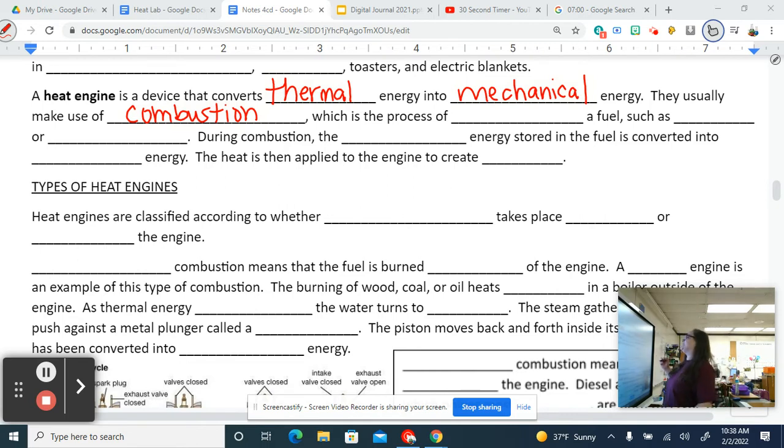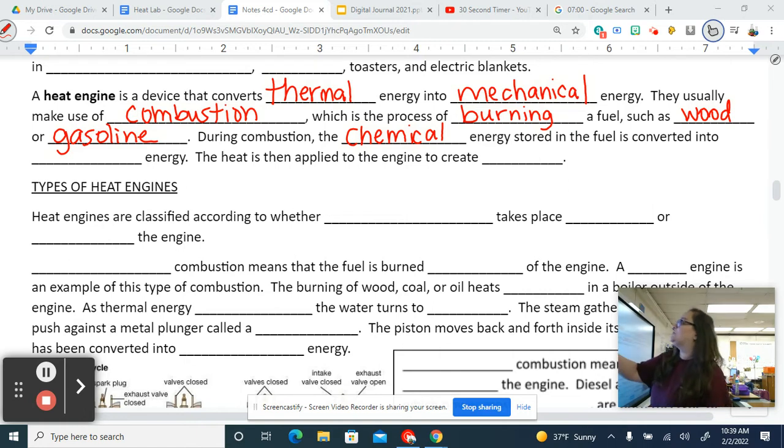So combustion is burning. So combustion is the process of burning a fuel such as wood or coal or gasoline or diesel. During combustion, the chemical energy stored in the fuel is converted into thermal energy. And then that thermal energy, the heat, is then applied to the engine to create motion.